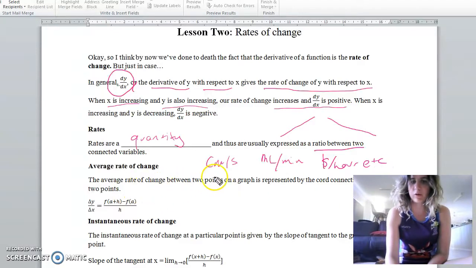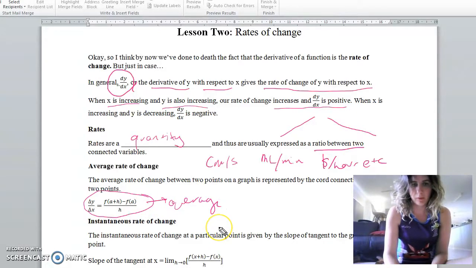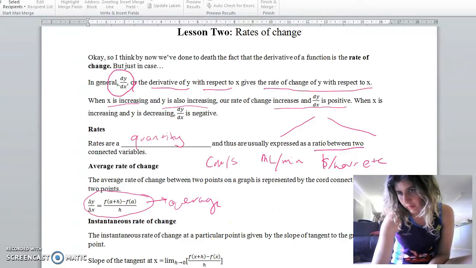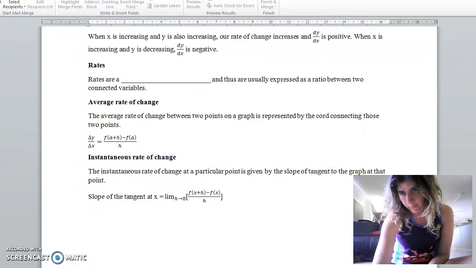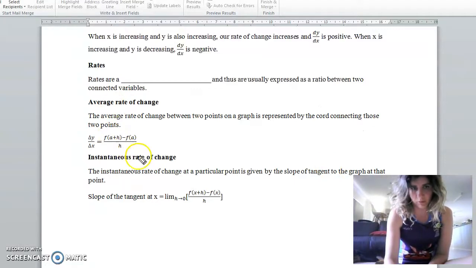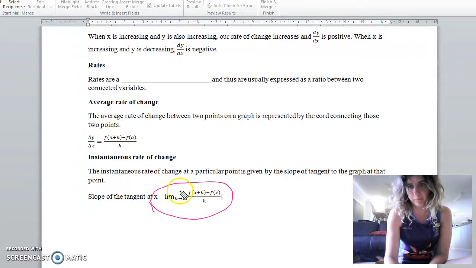The average rate of change between 2 points in a graph is represented by the chord connecting those 2 points. So here's our derivative formula. That's our average. And when we've got our limit as h approaches 0, that is our instantaneous rate of change. So the limit tells us the rate of change at a particular point.